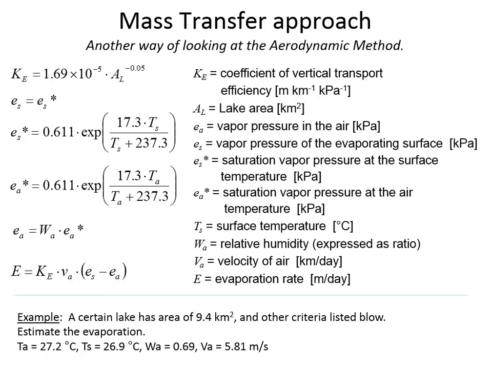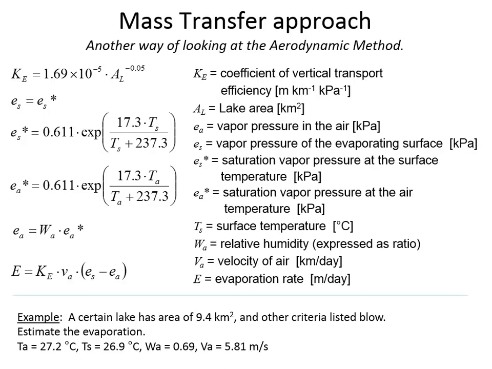But what they found empirically is that as the lake area increases, you'll notice the factor is that a larger lake would give you a lower transfer efficiency. And why do you suppose that is? That we're calling this parameter K sub E the coefficient of vertical transport efficiency. But if you've got a large lake, you're going to have a lower coefficient of vertical transport efficiency.